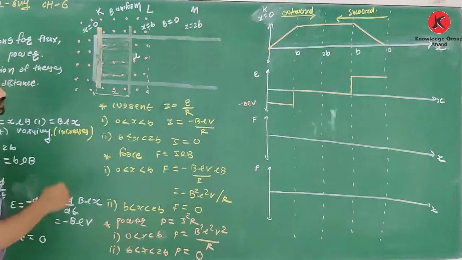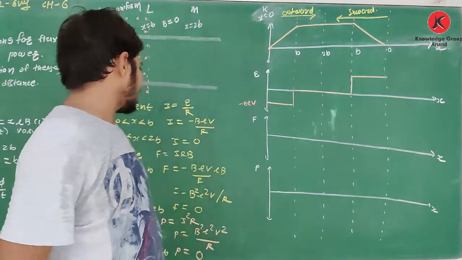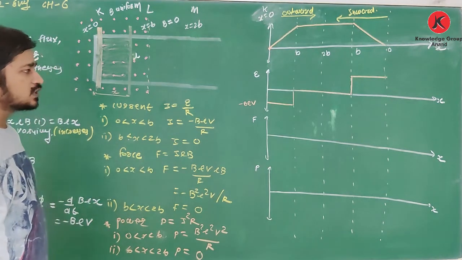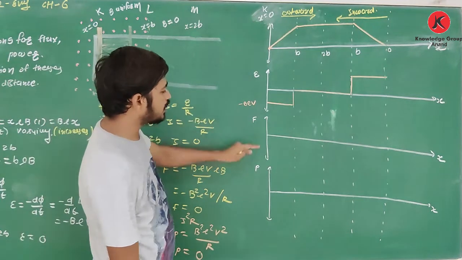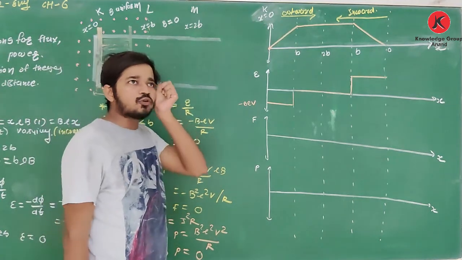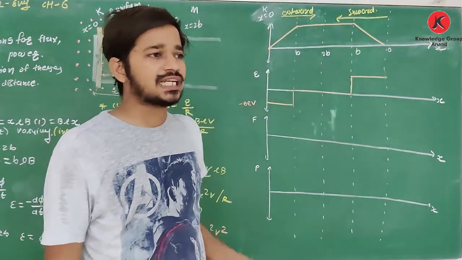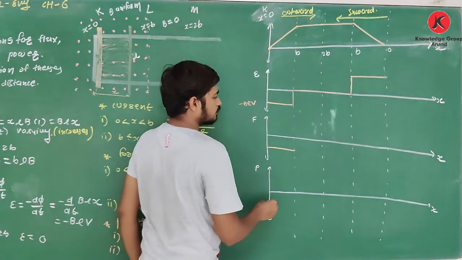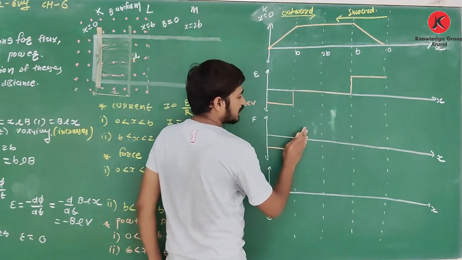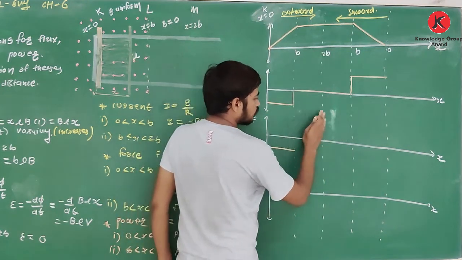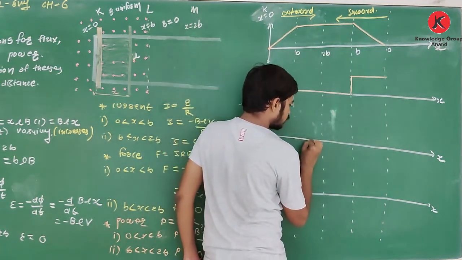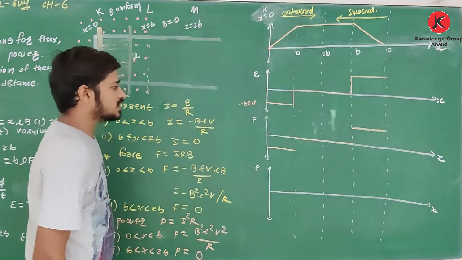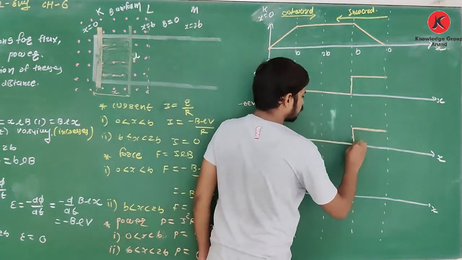Yes, force means Lenz's force. See, between 0 and b, force is negative. So its graph will be similar to EMF, because Lenz's force is produced such that it opposes its cause, that is the change in magnetic flux. So here it is the force. In this region again, no change in magnetic flux, so no EMF is produced, so no force is acting. And in this region again it will change its direction. So it is the graph of force versus distance.